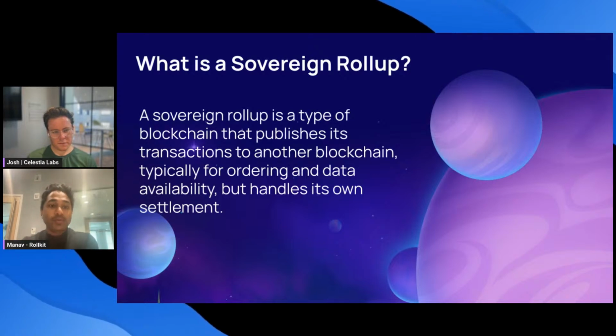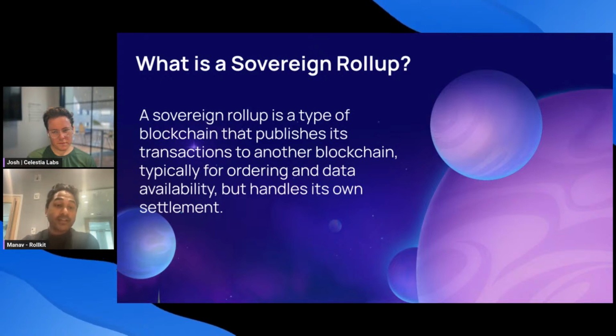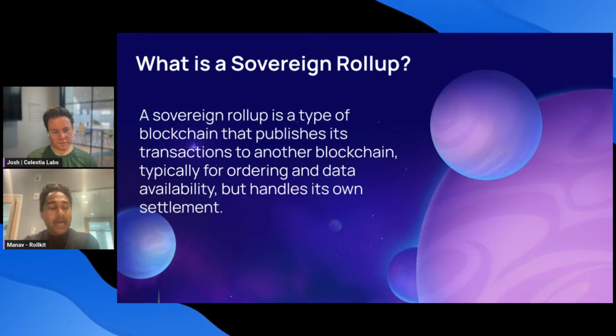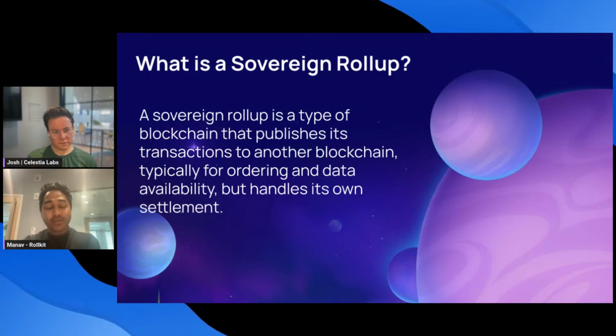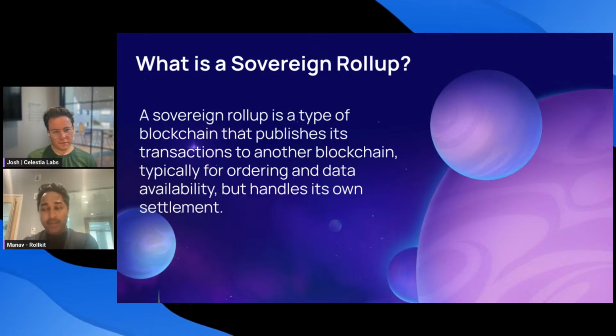So there is another chain that you're settling to, and you are proving your state to it. You're committing to that state all the time. So, and we'll get into it later on, you do not have the ability to hard fork a smart contract rollup, but with a sovereign rollup you do, just like an L1. Okay, that makes sense.